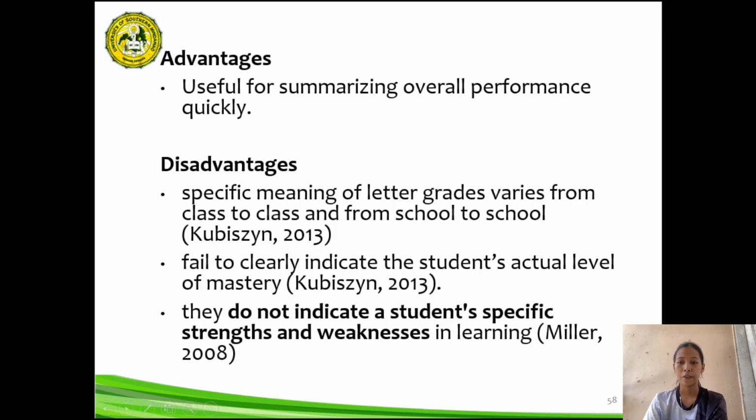Next is failed to clearly indicate the student's actual level of mastery according to Cobisin 2013. Letter grade cannot tell exactly what the students know or cannot do. Next is they do not indicate the student's specific strength and weakness in learning according to Miller 2008. Somehow, it's the same idea to Cobisin.